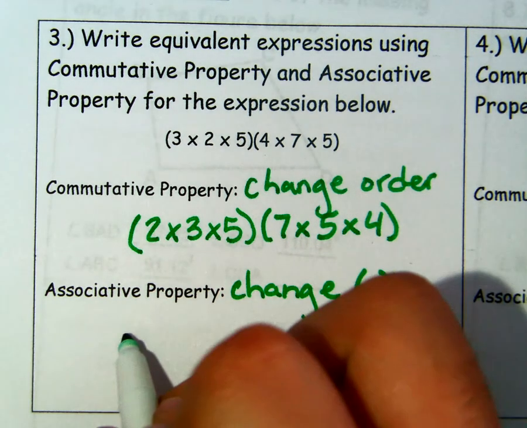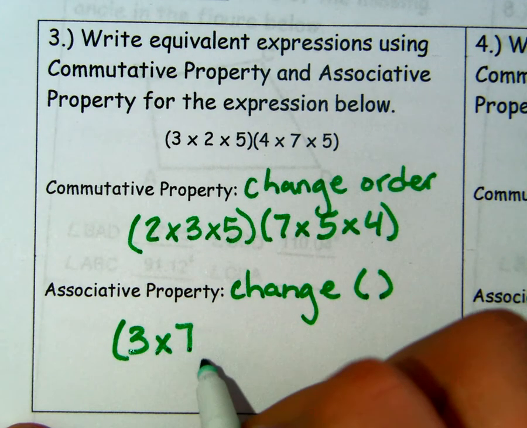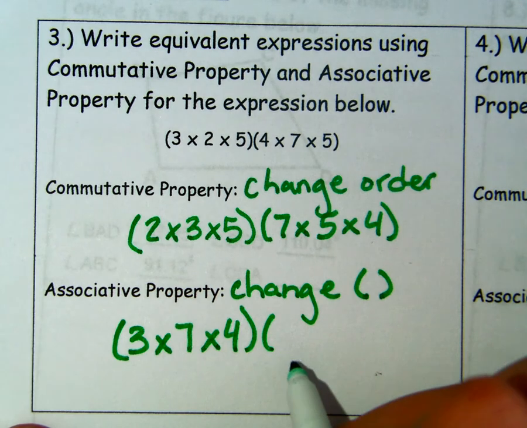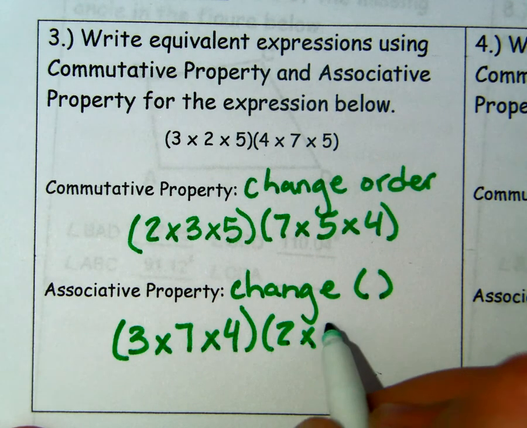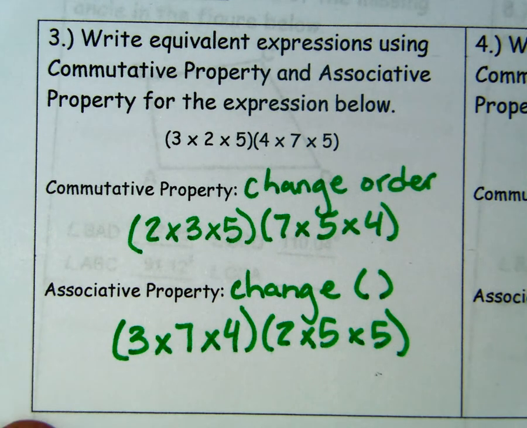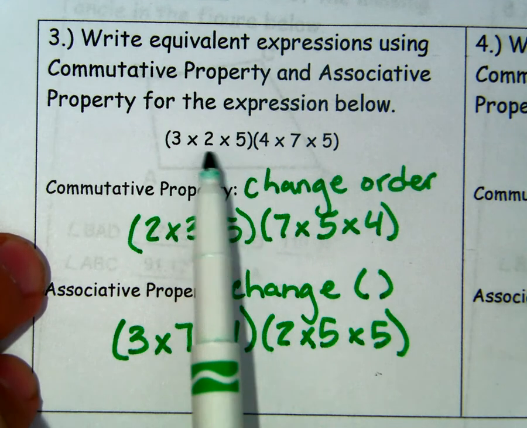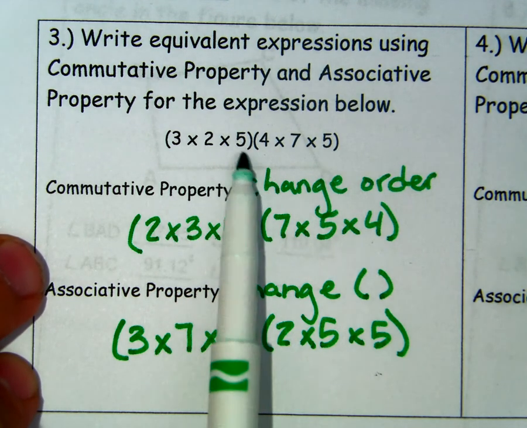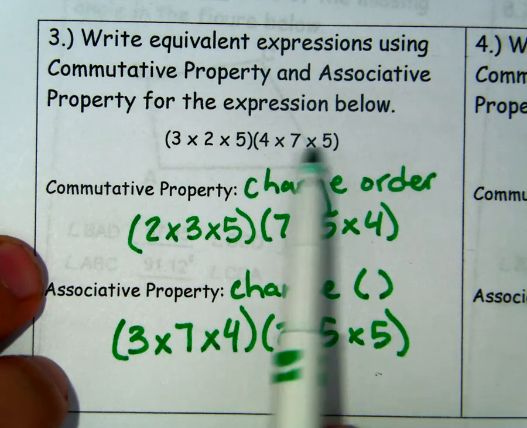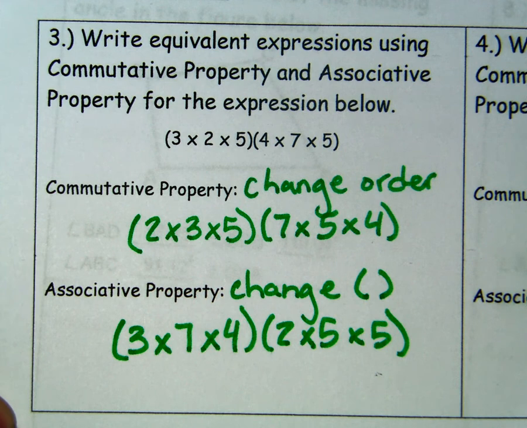So one way that I could rewrite this is going to be 3 times 7 times 4 in the first set of parentheses. And then the second set, I would write something like 2 times 5 times 5. Because we still have, from our original expression, one 3, then we have one 2, then we have two 5s, which are here, and then we have a 4 and a 7. So we have all the same numbers, they're just in different sets of parentheses.